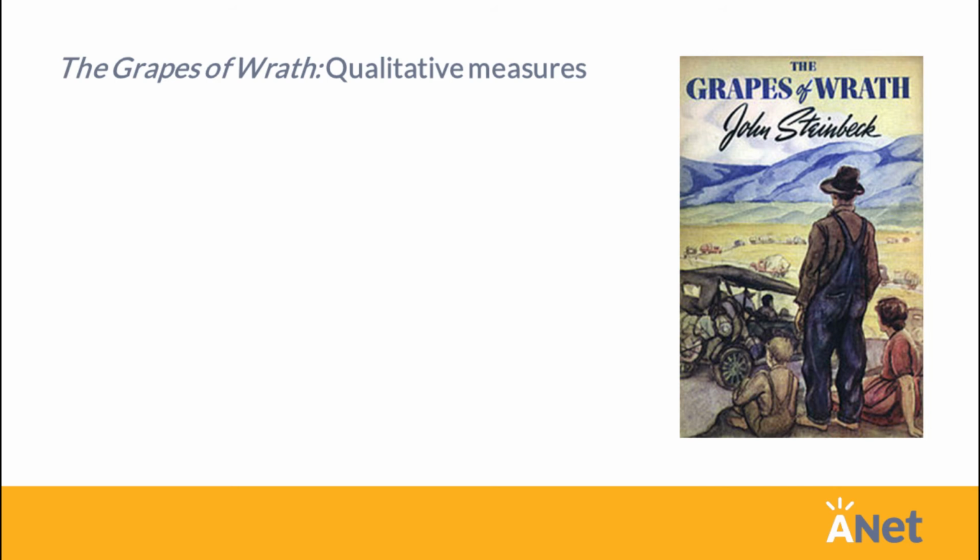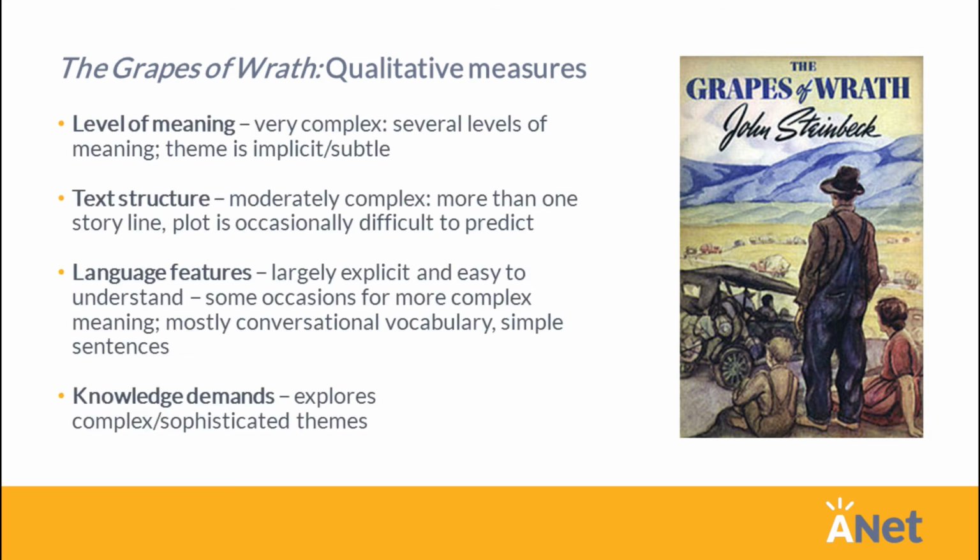As we mentioned, there are 4 qualitative elements that make a text more or less difficult for a student: purpose, structure, language, and knowledge demands. The qualitative measures of text complexity purposefully consider parts of the text that we may have overlooked in the past. Now let's think about where The Grapes of Wrath falls in terms of its qualitative complexity. Pause your screencast now to read through a description of each of these elements of qualitative complexity.